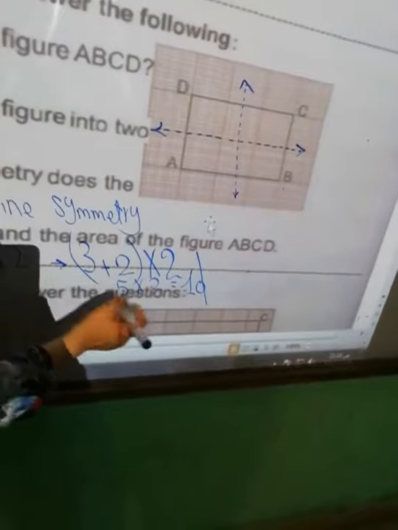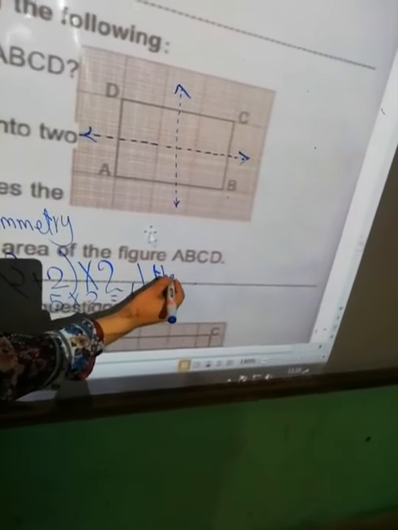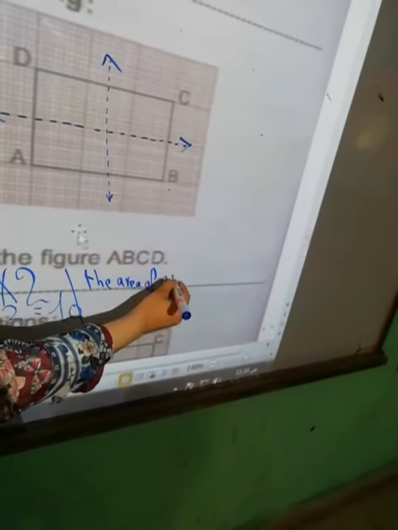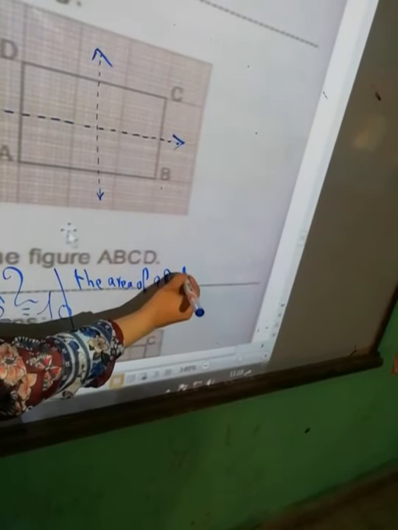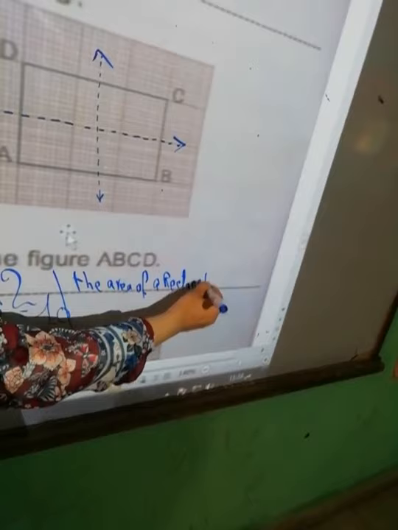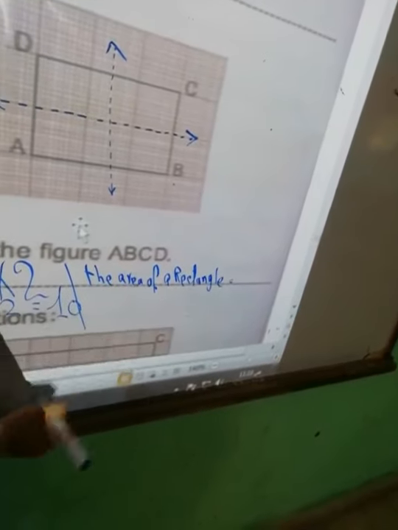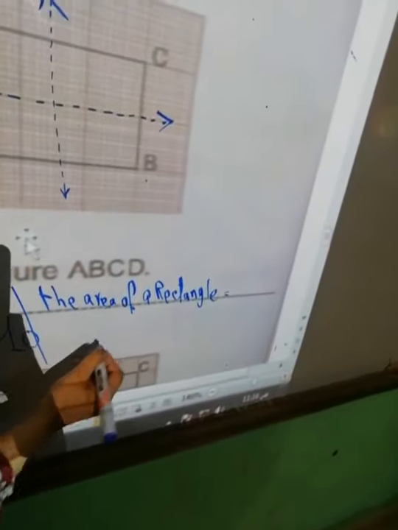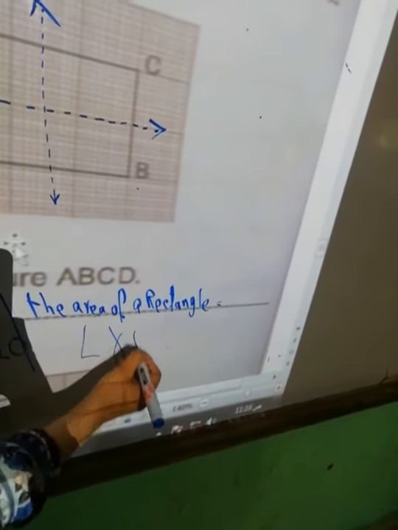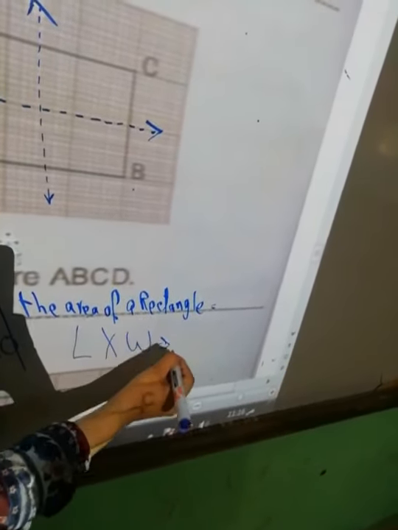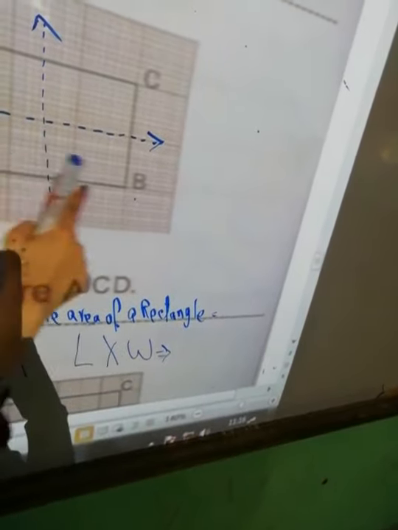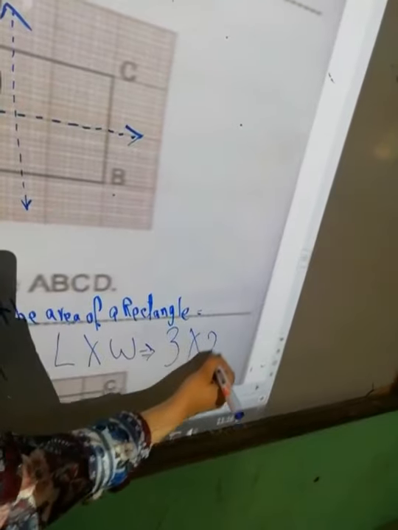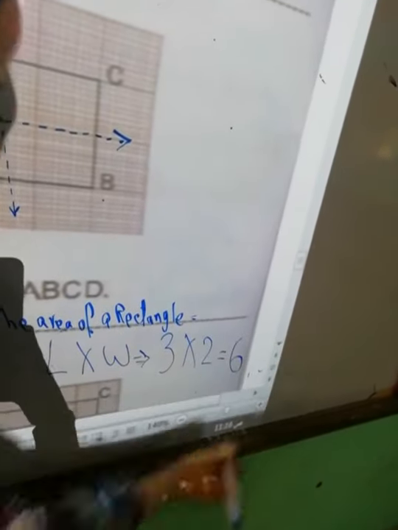And calculate the area. The area of a rectangle equal, do you remember area of rectangle, Junior 4? Yes, length times width. Okay, length, how many lengths? 1, 2, 3, 3, and width is 2. 3 times 2 equal 6.